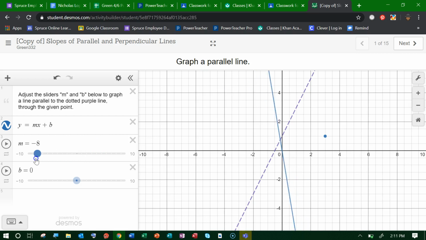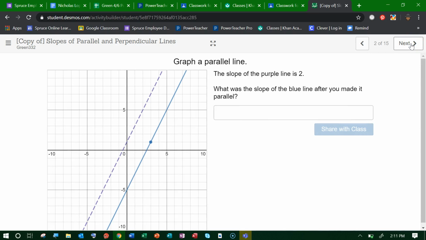Now, I'm going to try to make this line match it. It looks like it's a positive slope, so I'm going to go that way, and that looks pretty good. All right. Now, these lines are parallel, but I want this line to go through that point. And so that was the point. That's what you should have done on the first one. Okay. Let's go to the next problem.